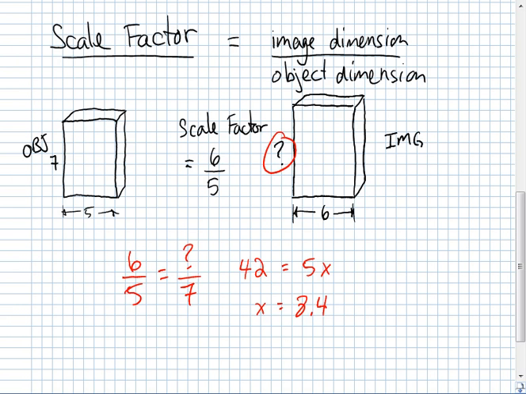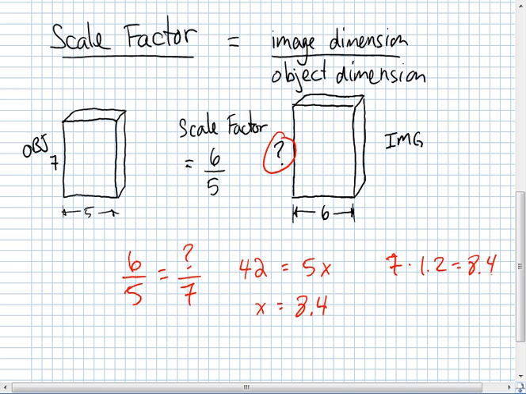Okay. The other thing you could have done is, because remember my scale factor was 1.2 as a decimal, I could have gone 7 times 1.2 and got 8.4. And that could work that way as well. Okay. So scale factor always in the same order: image divided by object, or image to object. Okay, and you can use it like you've just seen there.